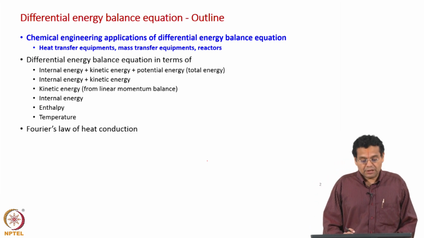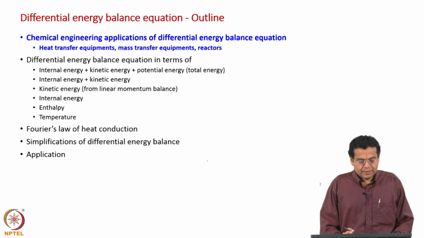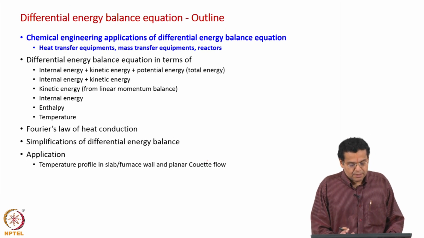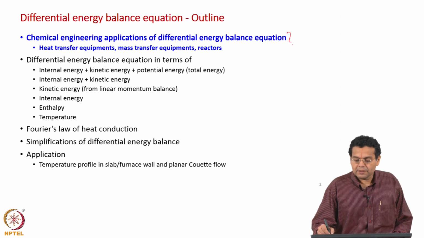We discuss Fourier's law of heat conduction. We also simplify the differential energy balance equation to forms which are usually used, and finally look at applications of the differential energy balance equation. The main application is to find the temperature profile. So, we find the temperature profile in a slab, extend that to a furnace wall, and then find the temperature profile in planar Couette flow. Now, we are going to start with the applications of the differential energy balance equation, and that is why this bullet is highlighted.